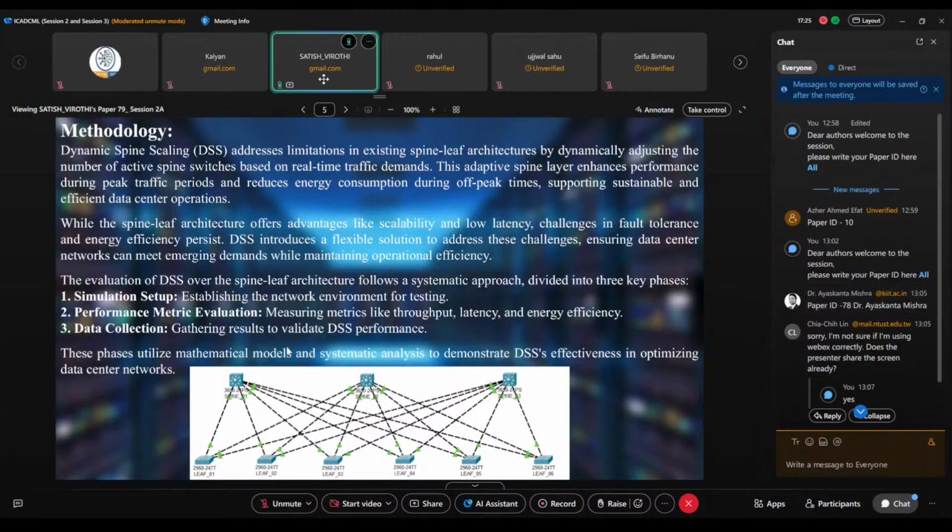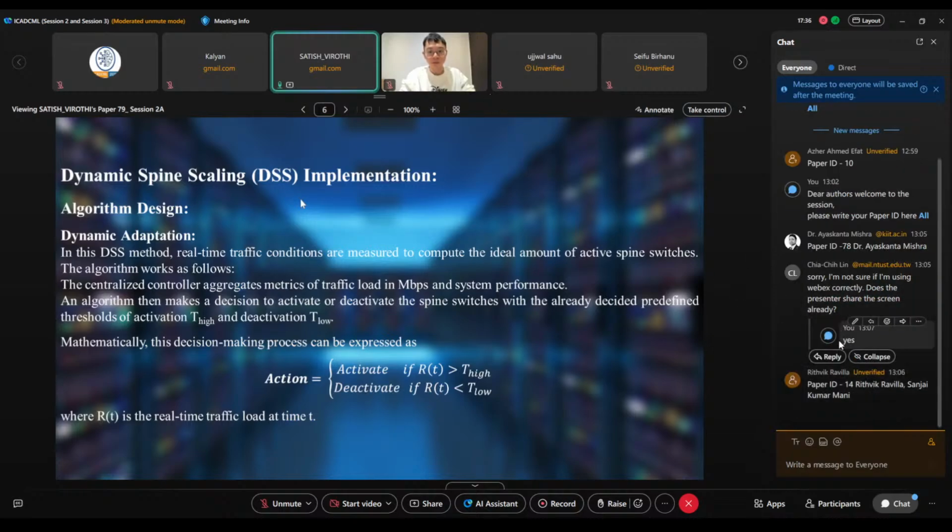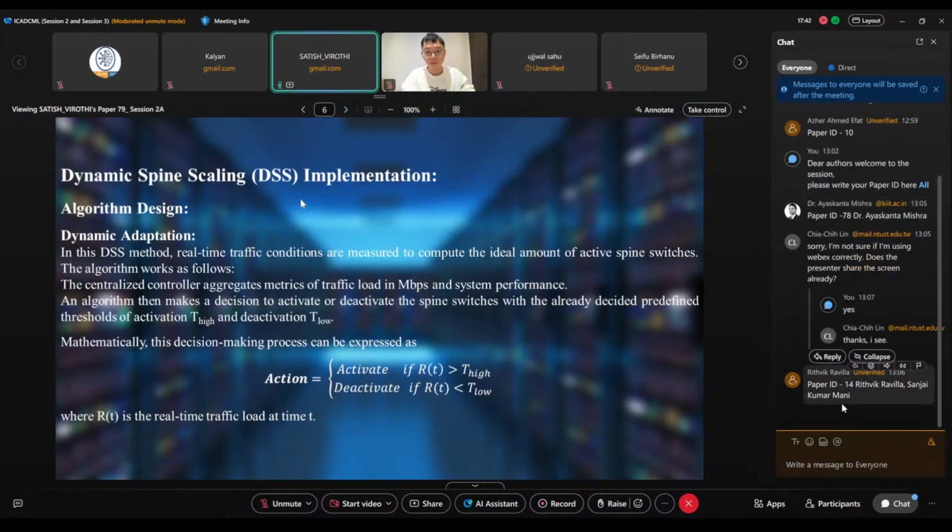And then coming to the mechanism, here is the mechanism. The dynamic spine scaling method adapts to real-time traffic conditions in order to optimize the number of active spine switches in a data center network. This algorithm operates by using a centralized controller that continuously monitors traffic load metrics in Mbps and system performance. Based on these metrics, the controller makes decisions to either activate or deactivate spine switches based on predefined thresholds. The dynamic adaptation ensures that the network maintains optimal performance while minimizing energy consumption based on current traffic conditions.